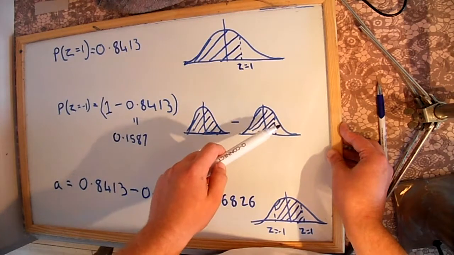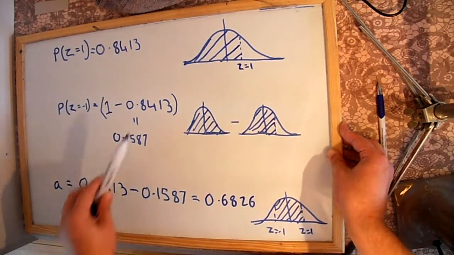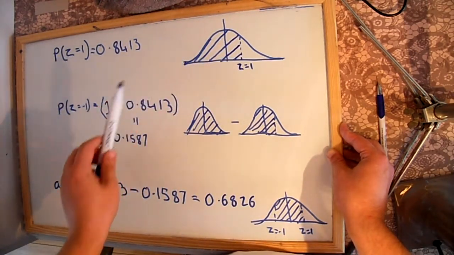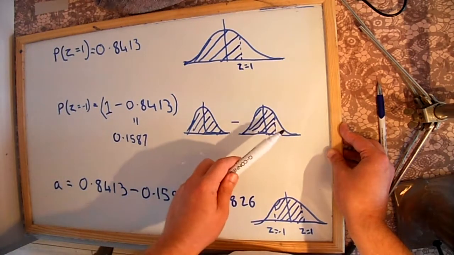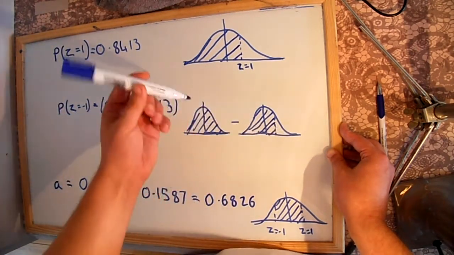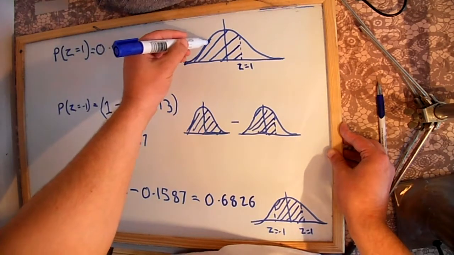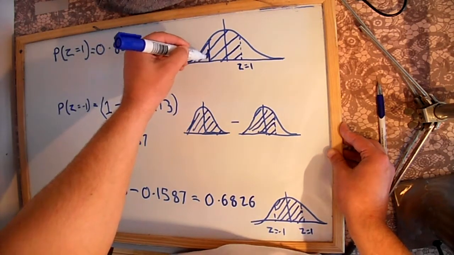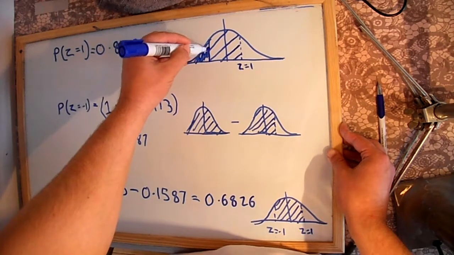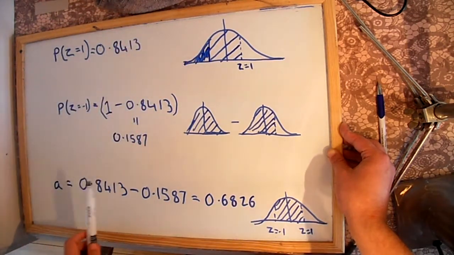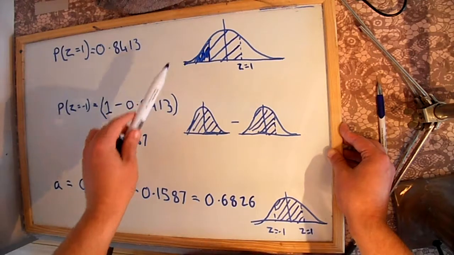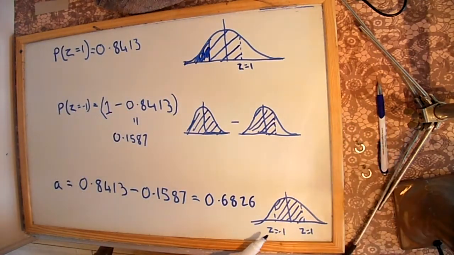So that's the probability of this portion here. Then when we take the probability of z equal to 1 and take away the probability of this portion here, we can also invert that over here and then take this away. So we just have to get z equal to 1, take away this little tail bit. So you can see down here we get 0.6826. So that's the probability between z equals -1 and z equals 1. So that's the answer for A.